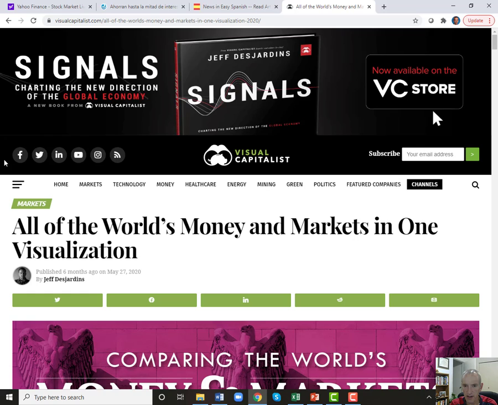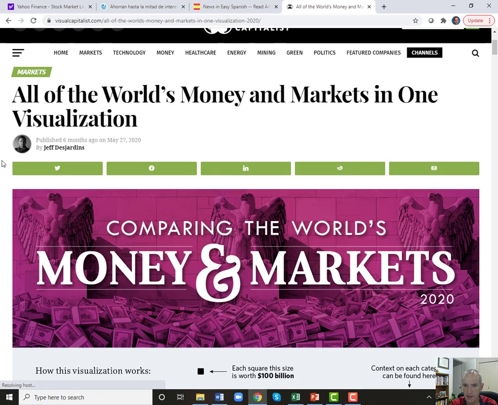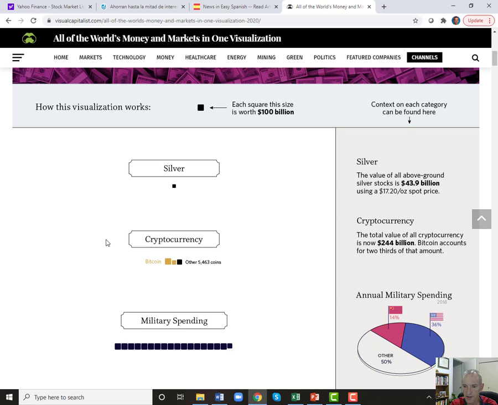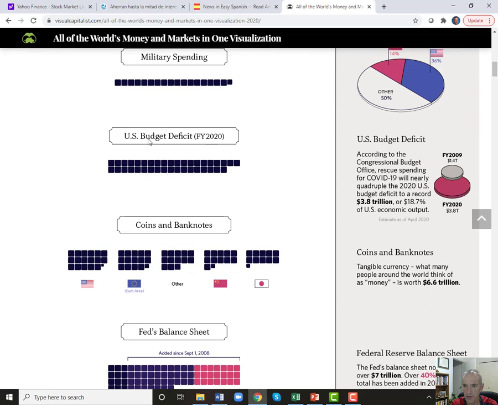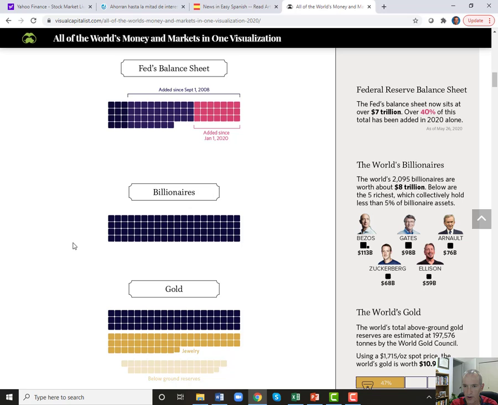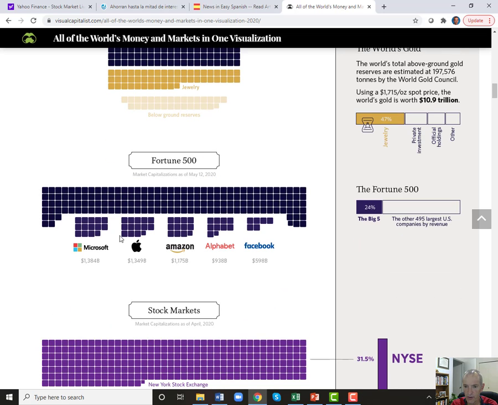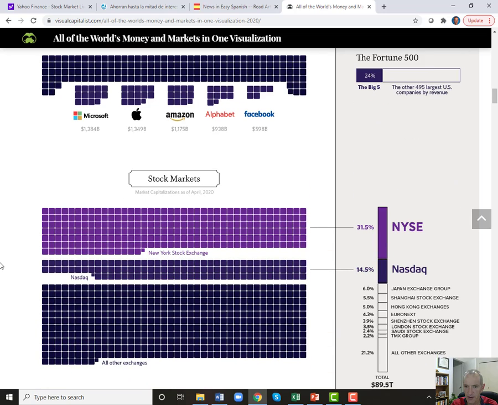So this is a website one of our presenters in the Investment Society showed us, which I think is pretty interesting. It shows the market value of everything in the world: silver, cryptocurrency, the U.S. deficit, coins, the Federal Reserve balance sheet, the value of all the wealth owned by billionaires, gold, how much gold is in the world, the value of the Fortune 500. And you can see how some of these bigger companies are really starting to dominate the market.